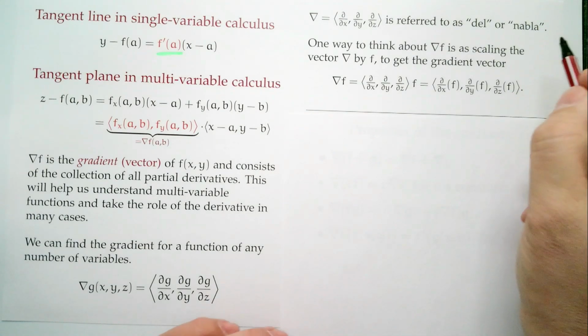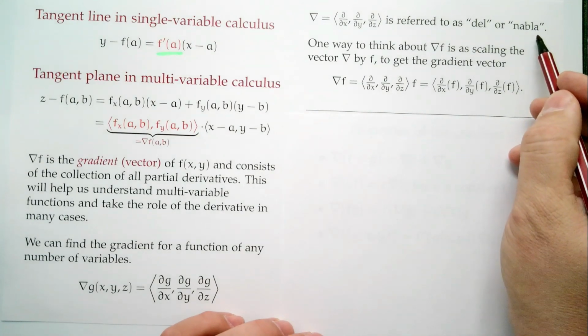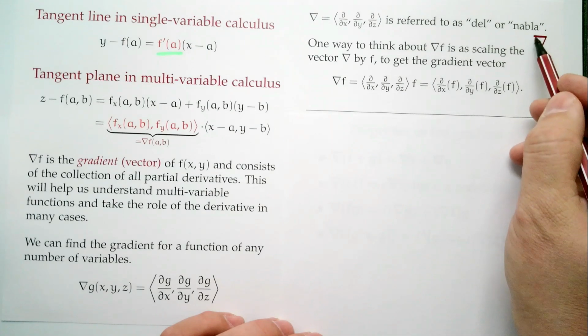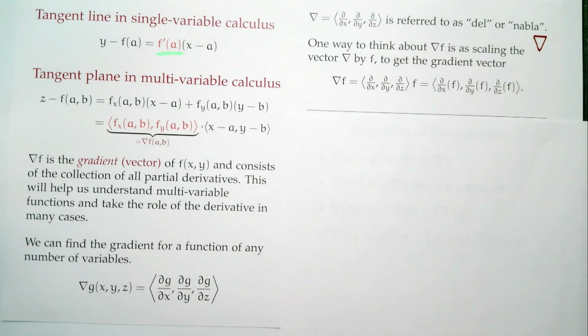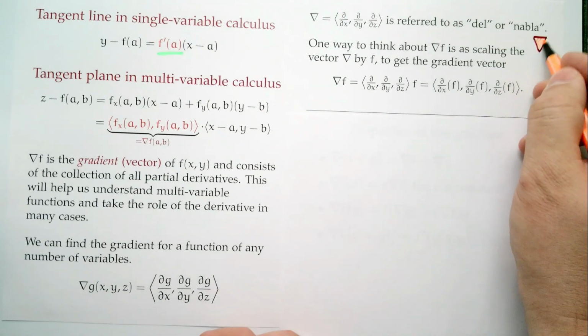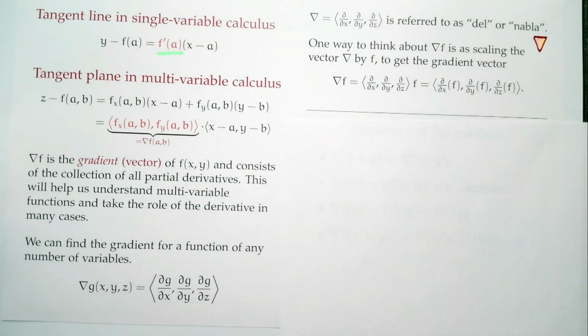The idea for nabla comes from a Greek harp. If you look at a Greek harp, it looks like a little triangle with little strings, and you'd play the harp. The idea is that this somehow gives us information about various harmonics and various things. But that's for other classes to go into.